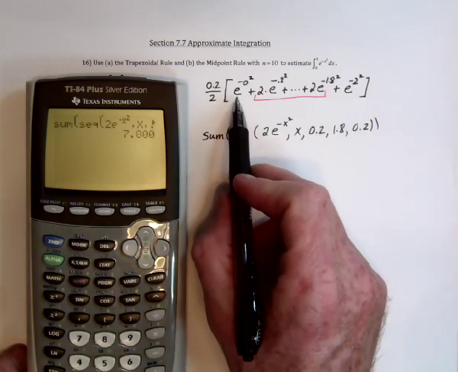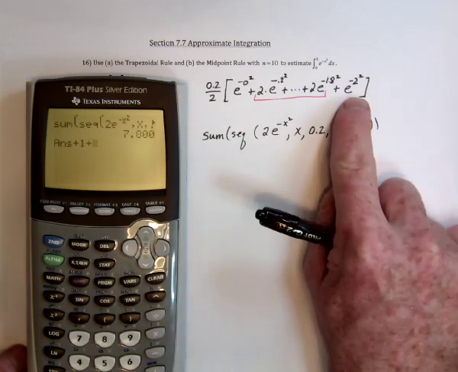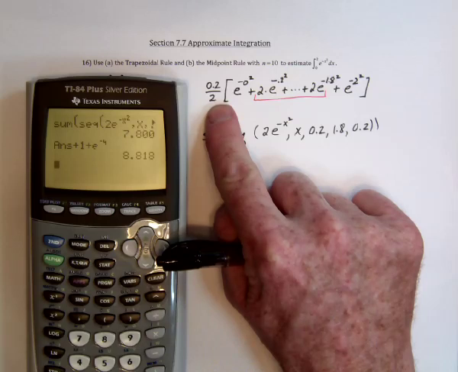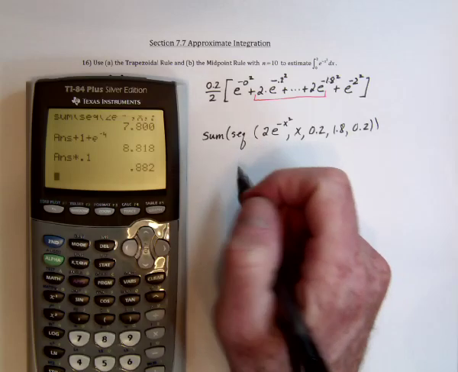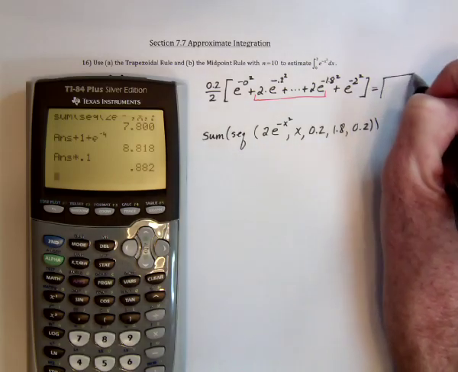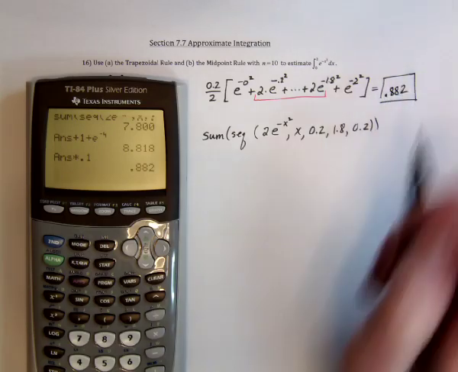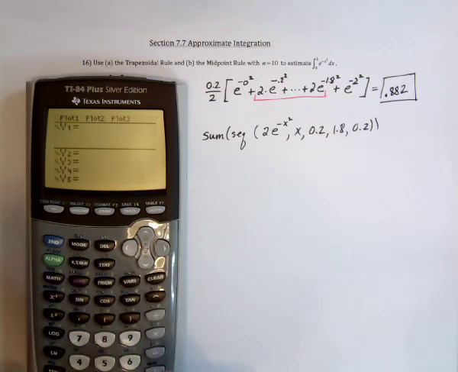So this is e to the 0, which is 1. And then this is e to the negative 4. So that gives 8.818. We still need to do this last part, where 0.2 divided by 2 is 0.1. So then multiply by 0.1. And finally, the answer is 0.882. I could quickly verify and see if that's correct by graphing.